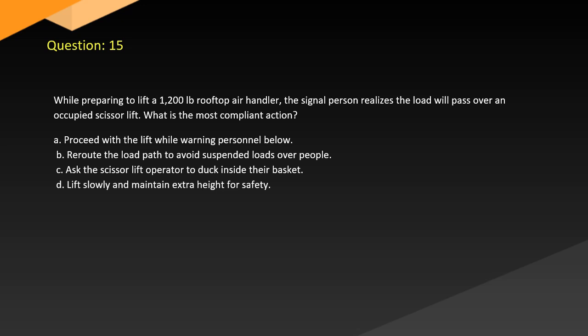Question 15. While preparing to lift a 1200 lb rooftop air handler, the signal person realizes the load will pass over an occupied scissor lift. What is the most compliant action? A. Proceed with the lift while warning personnel below. B. Reroute the load path to avoid suspended loads over people. C. Ask the scissor lift operator to duck inside their basket. D. Lift slowly and maintain extra height for safety.